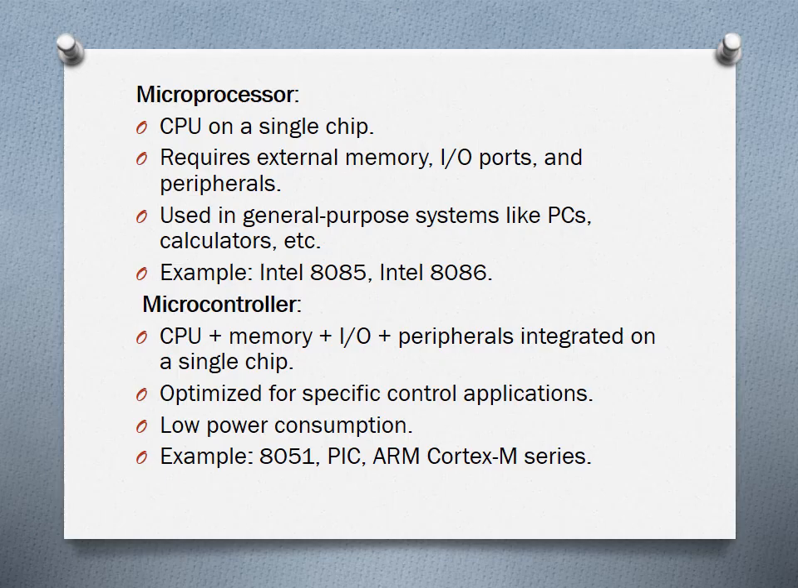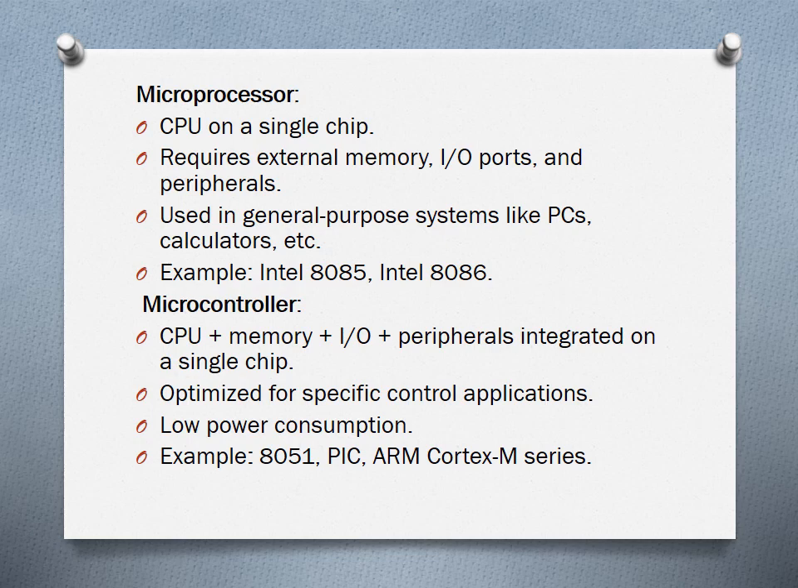To make you understand clearly, I'm reiterating what is given here. What do you find inside a microprocessor? A CPU on a single chip. It needs memory, input output ports, and all other external devices and peripherals. It is used for general purpose systems like PCs and calculators. Examples are the 8085 processor and the 8086 processor. Whereas a microcontroller has a CPU, memory, input output ports, and peripherals, all inside a single chip, one IC, and it is used for a specific application. It should consume low power, because you know that embedded applications need low power.